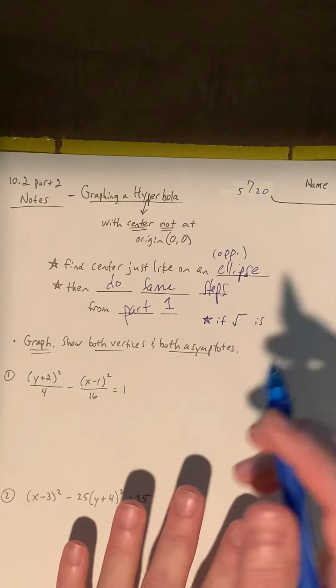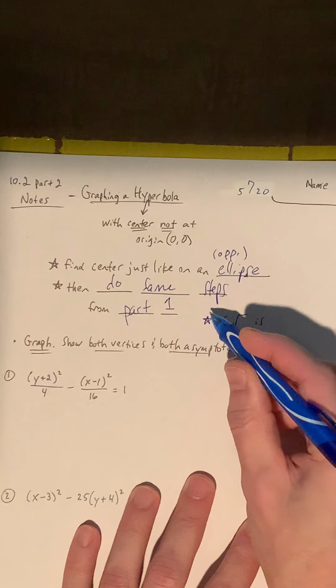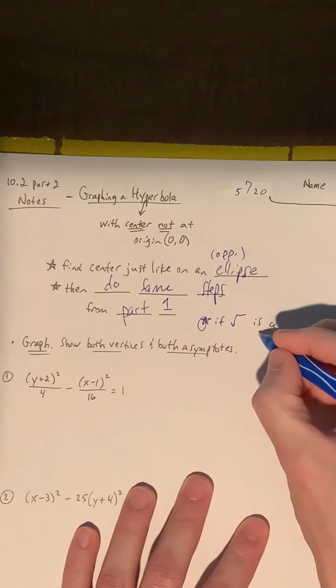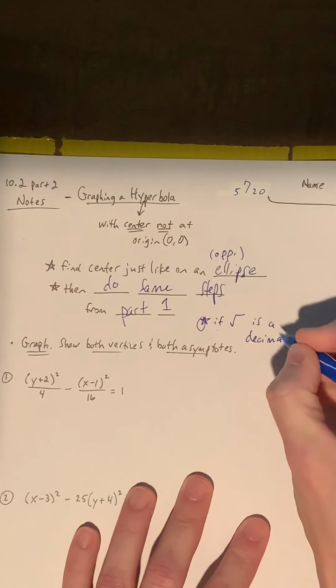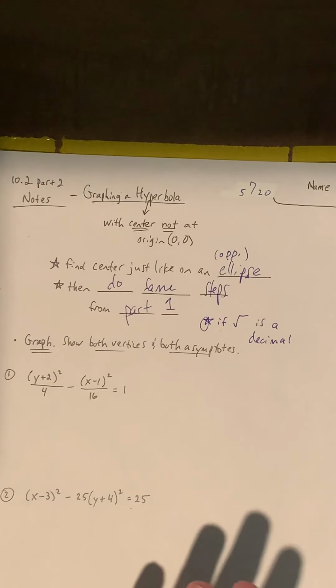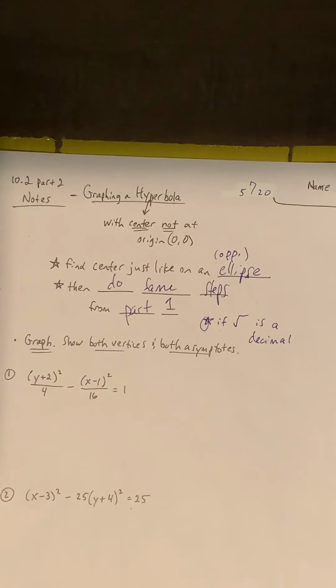Real quick before we do our examples, one thing right here, if the square root is a decimal, that's okay. So when you go to take the square root of that first bottom number, the denominator of the first fraction, if you get a decimal, it's okay. No big deal. Just approximate, okay? Not everything always works out to be a whole number. So if you get like a square root of 12, just take the square root of 12. 3 point whatever. About 3.4, 3.5, okay? For instance.